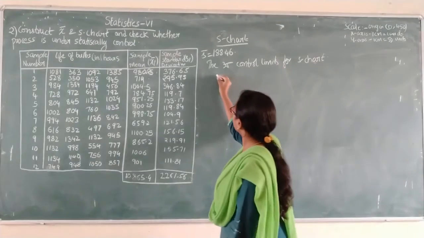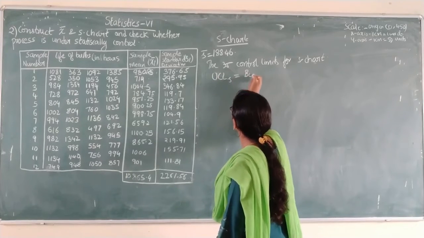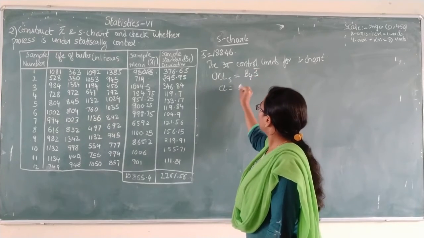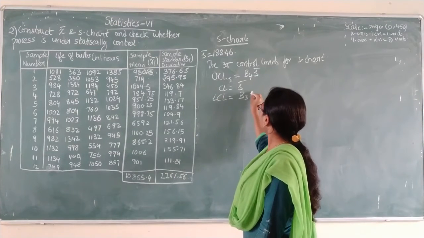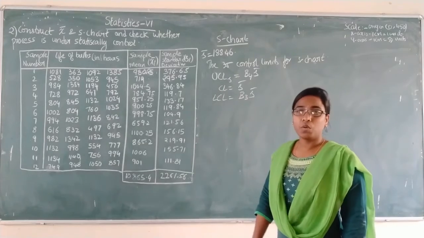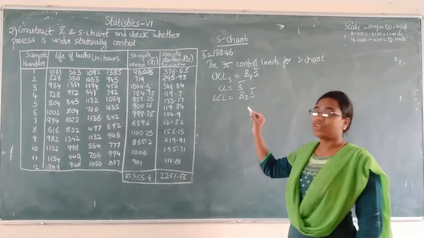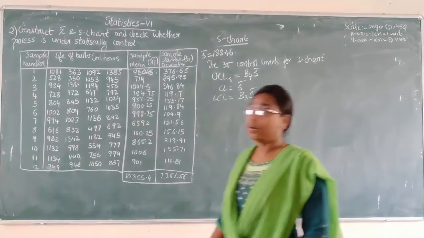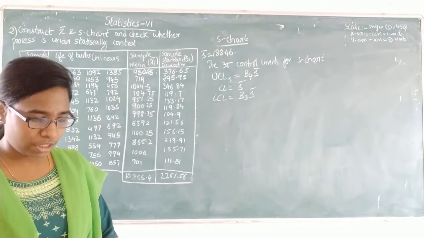So in case 2, the 3 sigma control limits are UCL of S chart equals B4 S bar, CL equals S bar, and LCL equals B3 S bar. Same like the range chart, the B3 value also will be 0. There the D3 value will be 0, right? Here also for sample size less than 5, the B3 value will be 0 and we want the B4 value. So coming to the B4 value, I will show you the table.